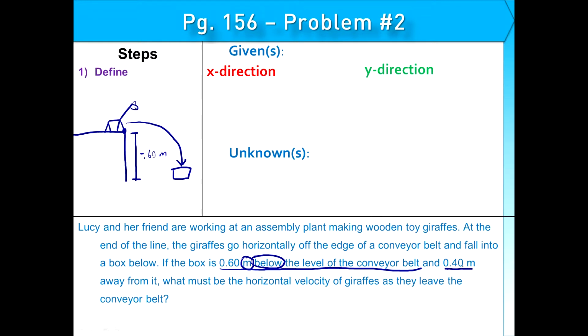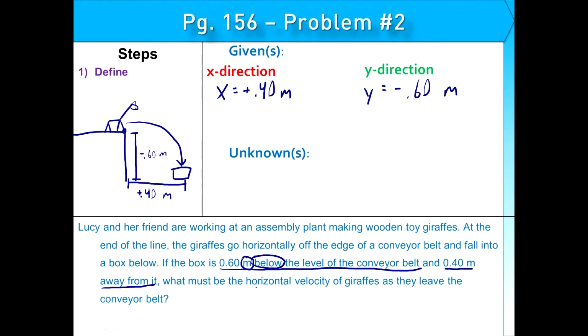Continuing on, it says it's 0.4 meters away from it. So the box is 0.4 meters away from the conveyor belt. So this distance or displacement right here is going to be 0.40 meters, and it's going to be positive because it's on the right side of my origin. So my first two givens will be displacement in the x direction, which is plus 0.40 meters, and my displacement in the y direction, which is negative 0.60 meters.